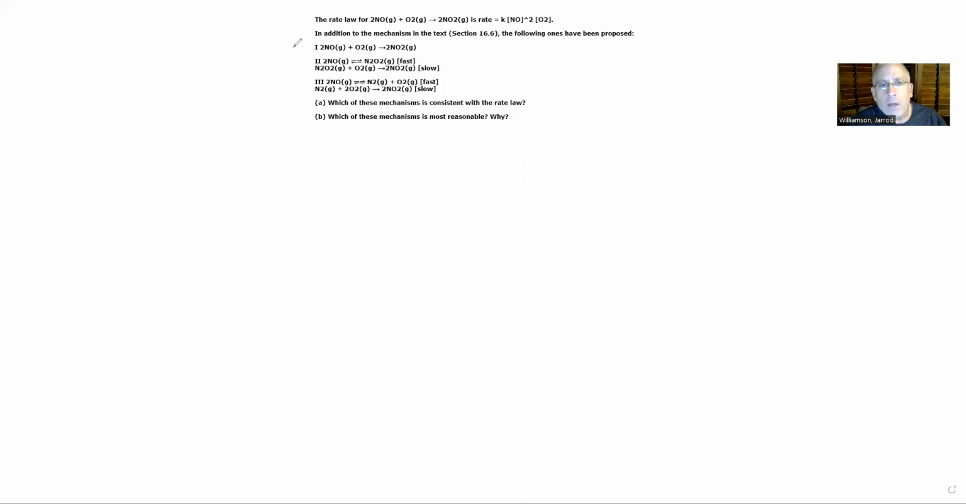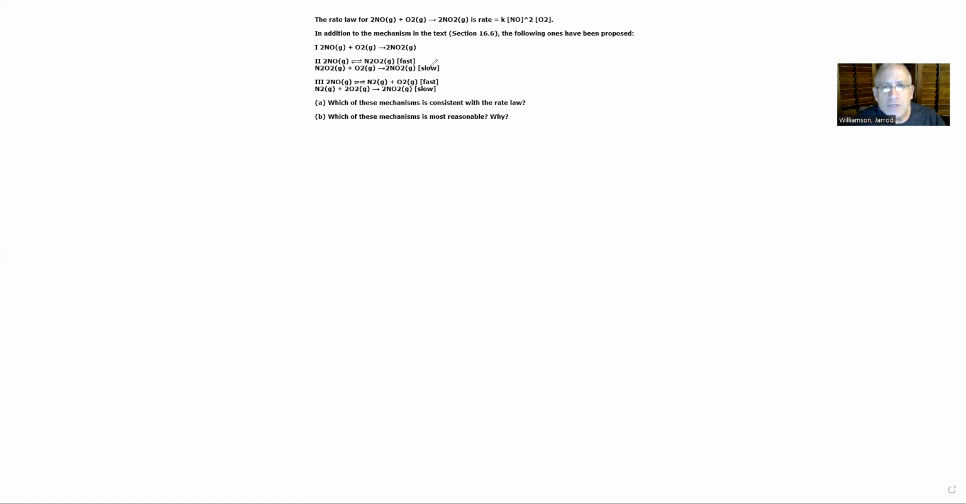It says the rate law for 2NO plus O2 goes to 2NO2 is: rate equals k[NO]^2[O2]. Remember, the software program I'm using doesn't let me do superscripts and subscripts very conveniently. In addition to the mechanism found in the text, the following mechanisms have been proposed. Mechanism 1 is this. Mechanism 2 is this two-step mechanism.